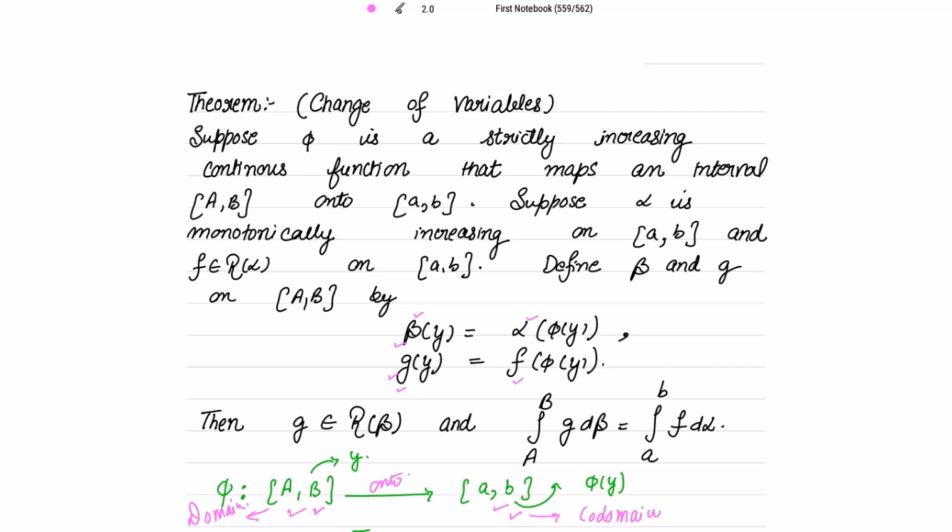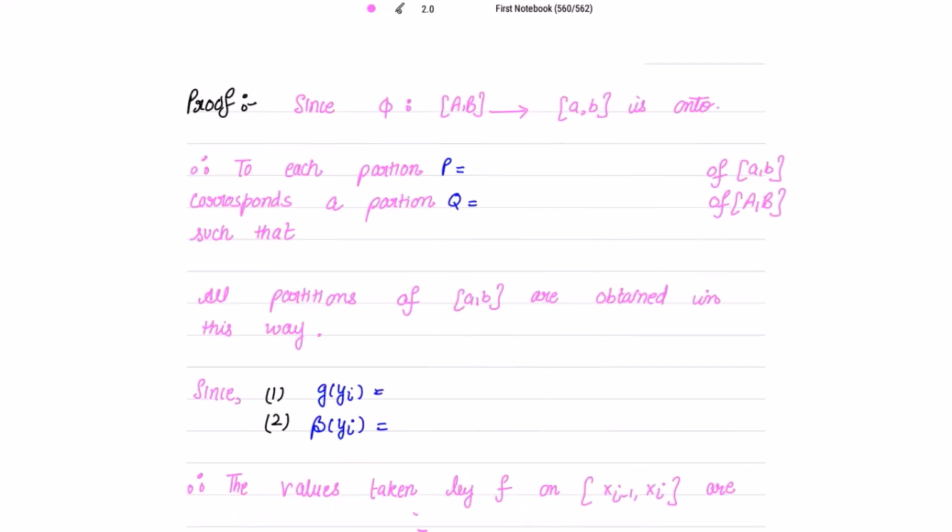So for f I am having g, for alpha I am having beta. Fine? Alright, let's start the theorem. The proof is very easy. Let me start with the function phi. Since phi is defined on this closed interval capital AB, mapping this to closed interval small ab, and this is onto, let me take a partition P from this closed interval small ab. So each partition P equal to x0, x1, x2, so on xn.